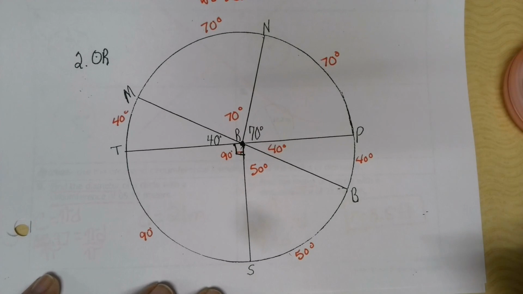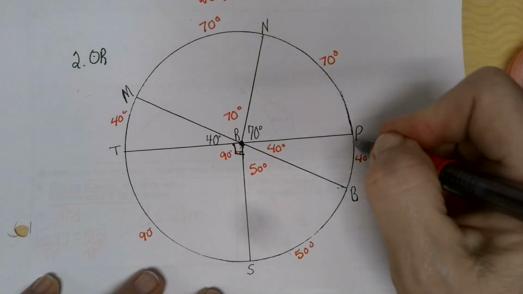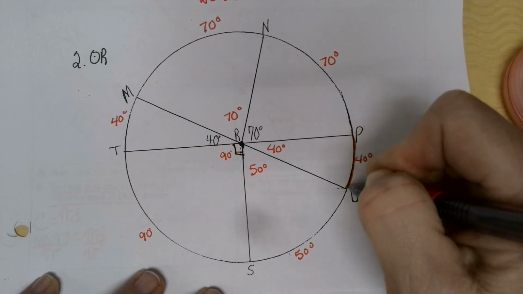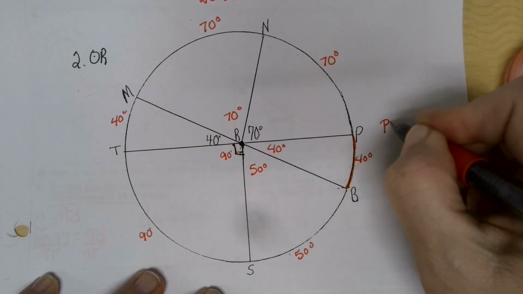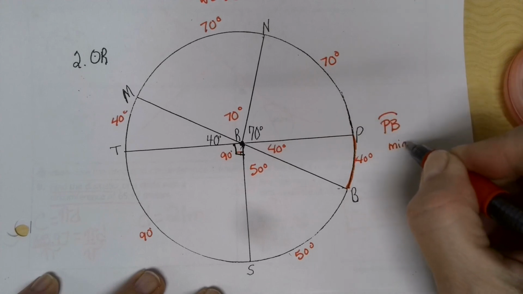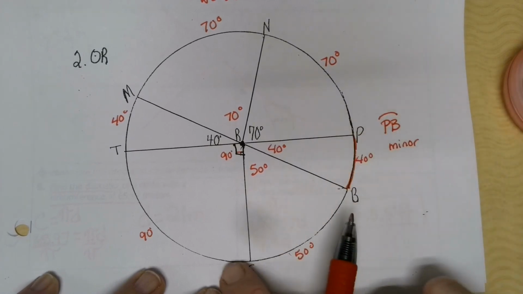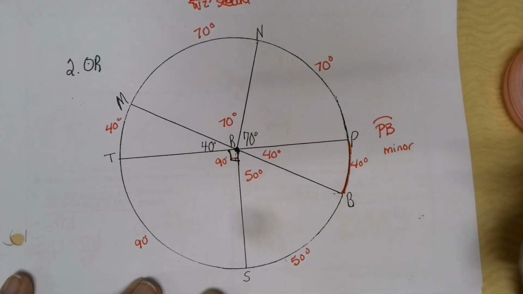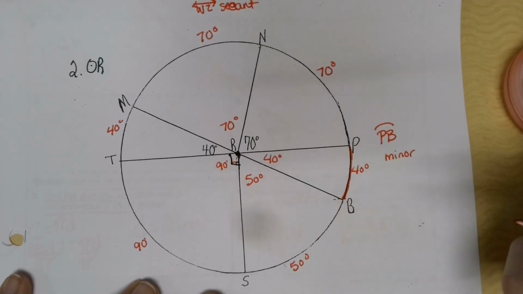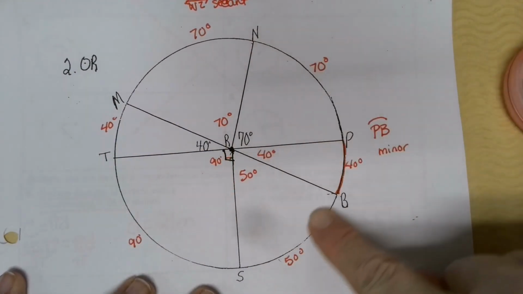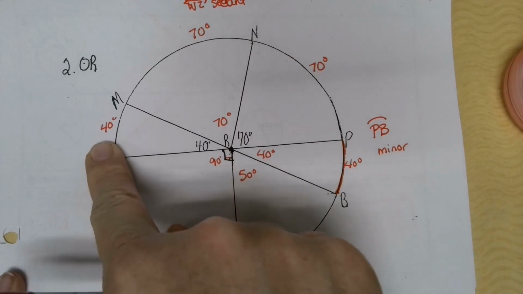Let's talk about minor and major. A minor arc is an arc that is less than 180 degrees. So PB with an arc above it is minor. Even PS is minor. Okay. A major arc is an arc that's bigger than 180 degrees. So what I do when I ask you to name a major arc is pick somewhere, go where you think 180 is, and then find the next letter.